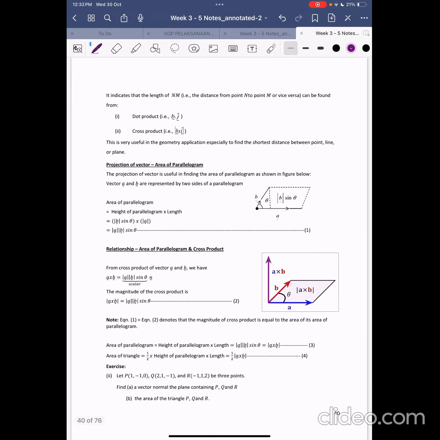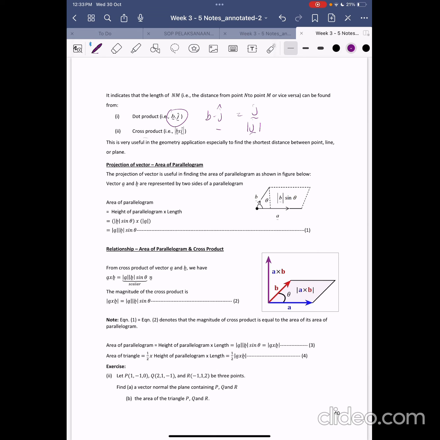Alright, so it indicates that if we do dot product, the distance from N to point M can be found in the dot product, and also we can use cross product. If it's dot product, B dot unit vector J. So meaning that J divided by J. You still get the vector. However, you can straight away do the cross product, B cross I unit vector S in here.